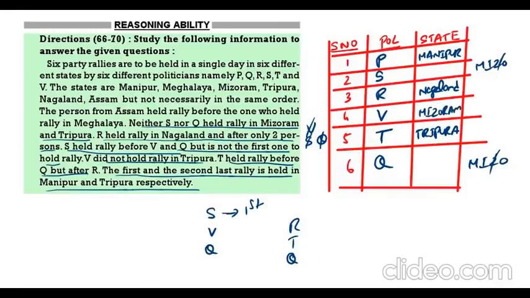V is Mizoram. Assam held the rally before Meghalaya. This is Assam, this is Meghalaya. So number 1 P Manipur, 2 S Assam, 3 R Nagaland, 4 V Mizoram, 5 T Tripura, 6 Q Meghalaya. Now taking this we should answer the questions.